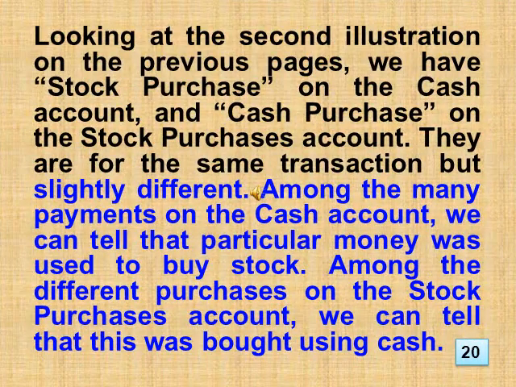Looking at the second illustration on the previous pages, we have stock purchase on the cash account, and cash purchase on the stock purchases account. They are for the same transaction but slightly different. Among the many payments on the cash account, we can tell that particular money was used to buy stock. Among the different purchases on the stock purchases account, we can tell that this was bought using cash.